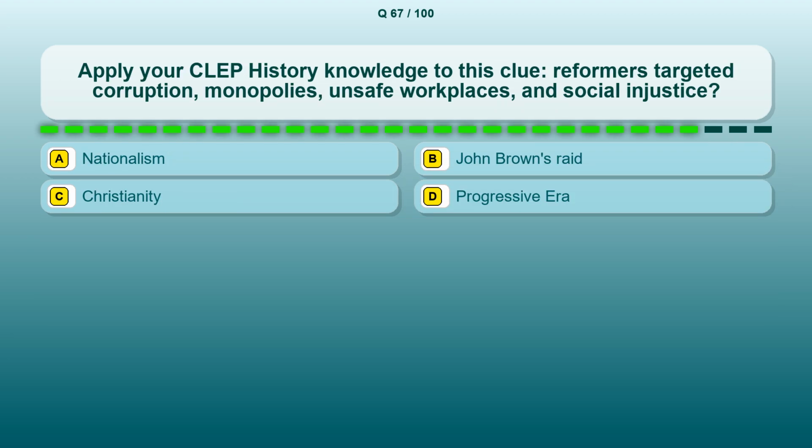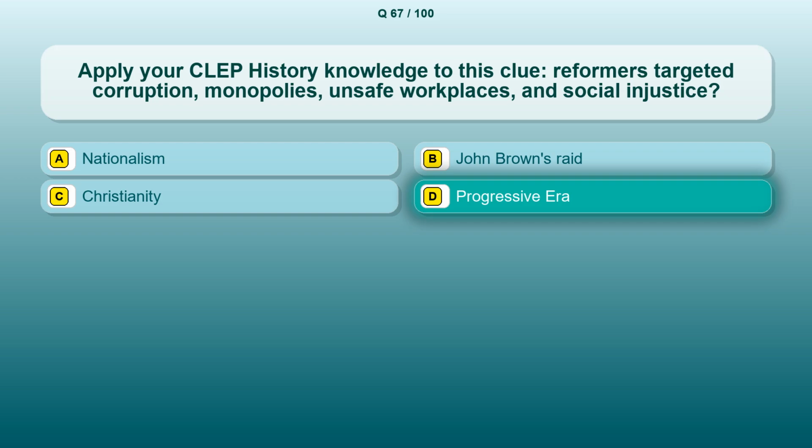Question 67. Apply your CLEP history knowledge to this clue. Reformers targeted corruption, monopolies, unsafe workplaces, and social injustice. Option A, nationalism. Option B, John Brown's raid. Option C, Christianity. Option D, progressive era.